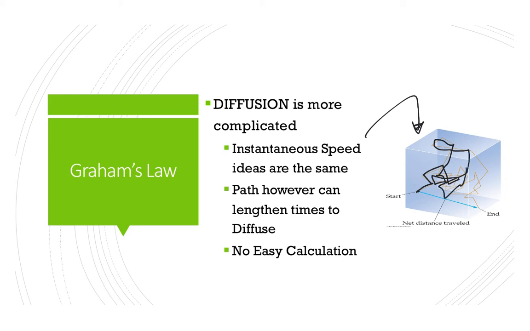And so as a result of that, what you end up with is a path through the thing that might be very, very convoluted. And so that will lengthen times for diffusion that we don't see in effusion. So as a result of that, because it's so random, there's no easy calculation to figure out how fast diffusion rates would be.